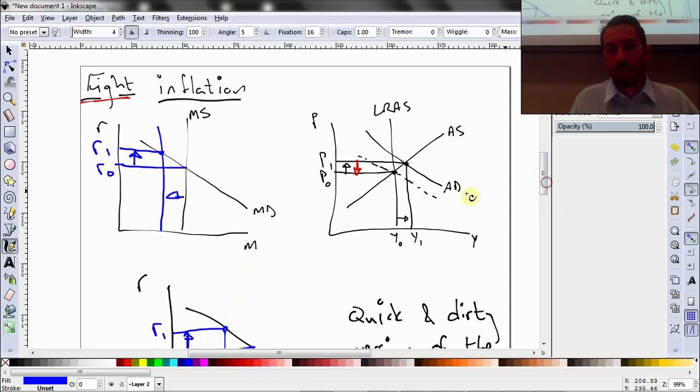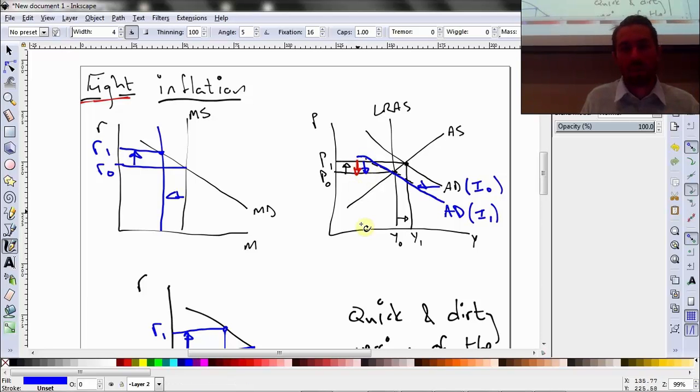So what happens to our aggregate demand? Well, this was aggregate demand when we had investment spending I0. When we have a lower level of investment spending, aggregate demand shifts to the left. AD is now a function of a lower level of investment I1. What happens to our inflation? It decreases. There is a bit of a problem though, because what happens to output? Output also falls. That's not great.